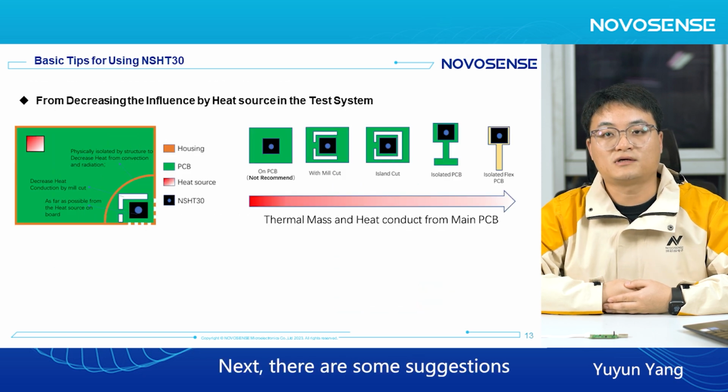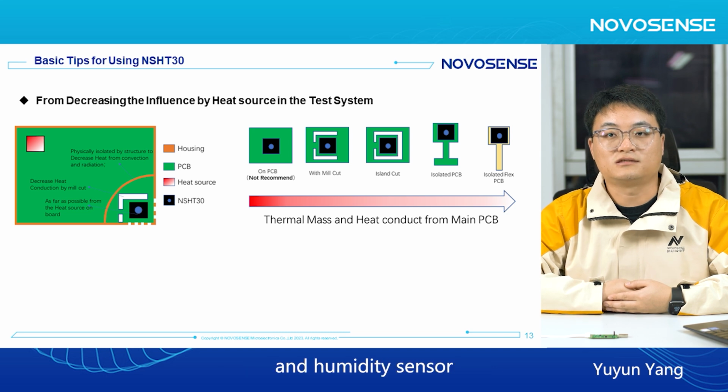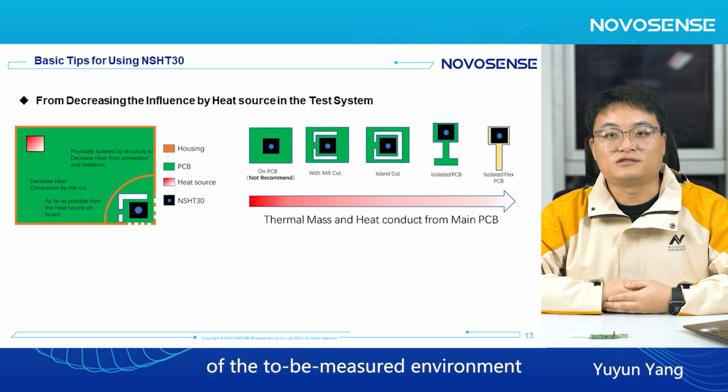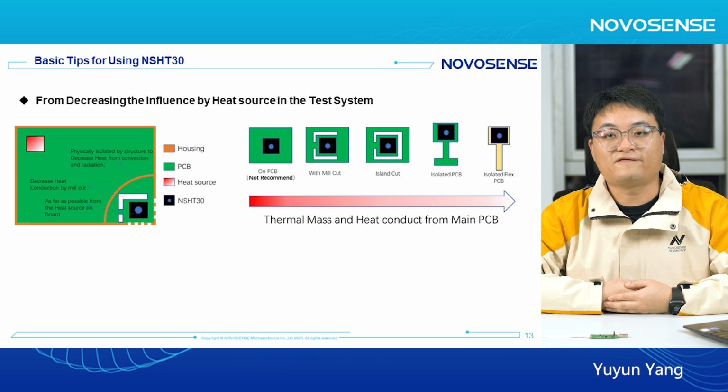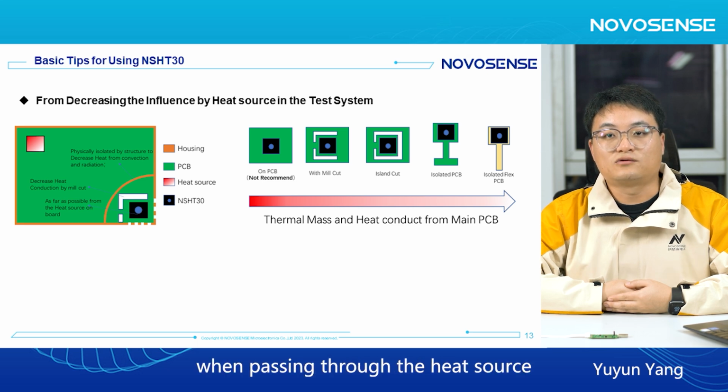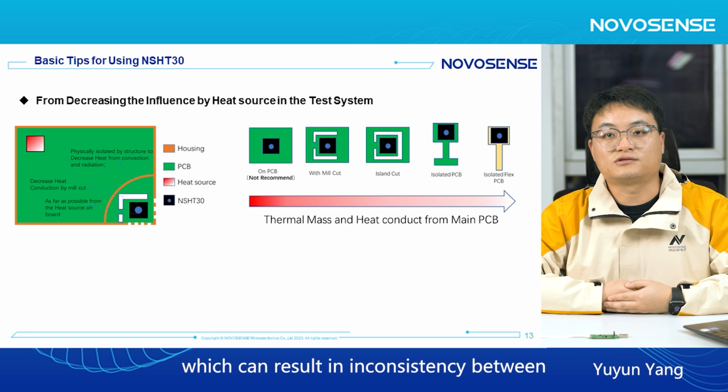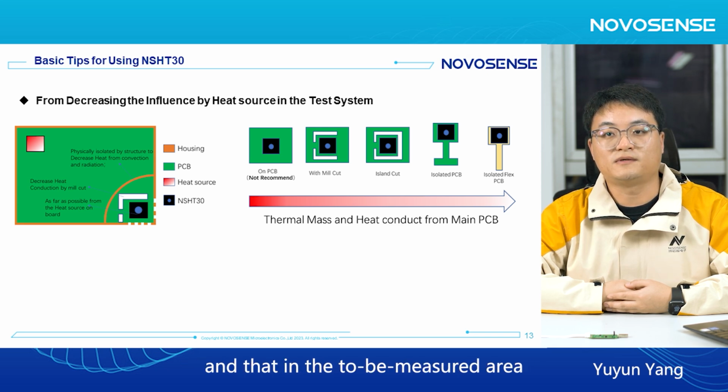Next, there are some suggestions on the layout of temperature and humidity sensor. To ensure that the sensor temperature is consistent with the temperature of the to be measured environment, improvements can be made in the following three aspects. First, the position of sensor should be as close as possible to the area to be measured. Heat source between the to be measured area and the sensor should be avoided to prevent the air in the to be measured area from being heated when passing through the heat source, which can result in inconsistency between the relative humidity in the sensor area and that in the to be measured area.